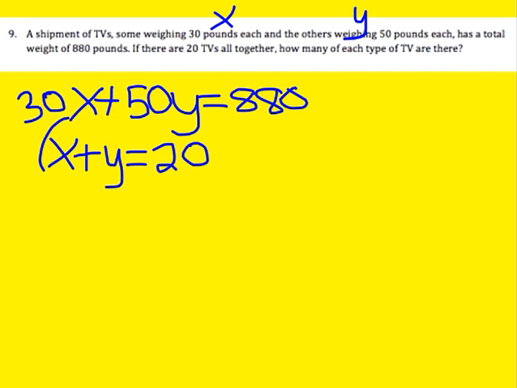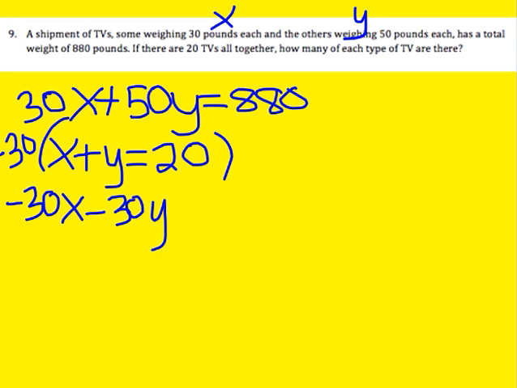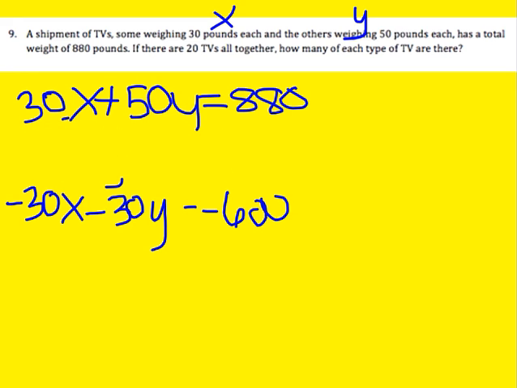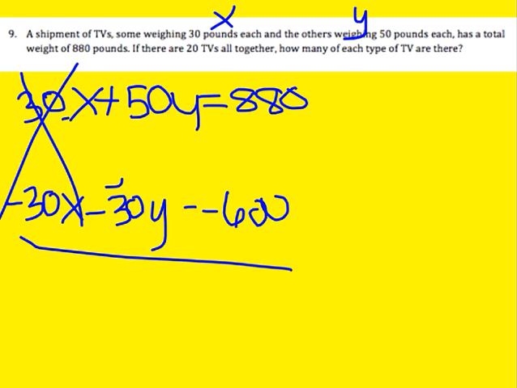So then what I need to do is make these opposites. I'm going to multiply this bottom one by a negative 30 so that I can cancel out my x's. So I end up getting a negative 30x minus 30y is equal to a negative 600. So then this guy is going to just disappear altogether. So we can go ahead and add down our columns. Our 30x's are going to cancel out. 50y minus 30y is 20y. 880 minus 600 is going to give us 280.